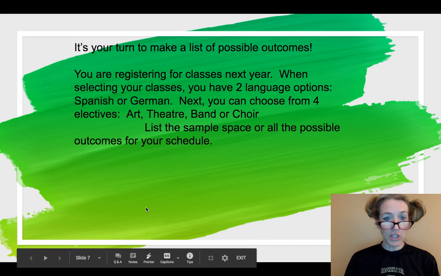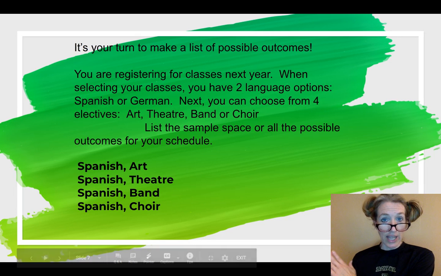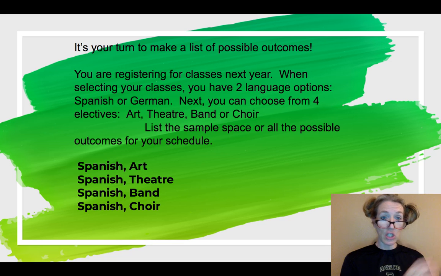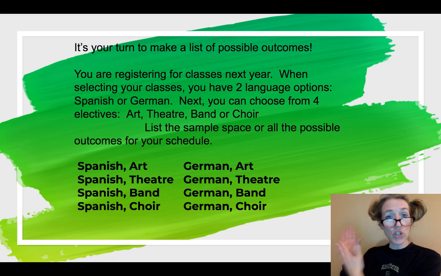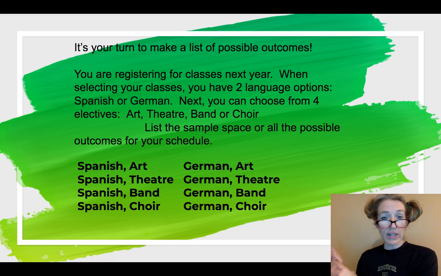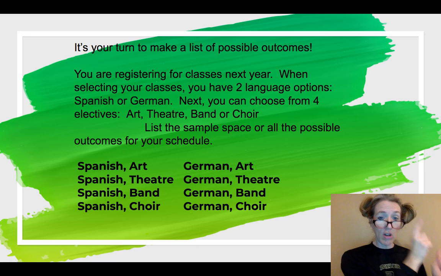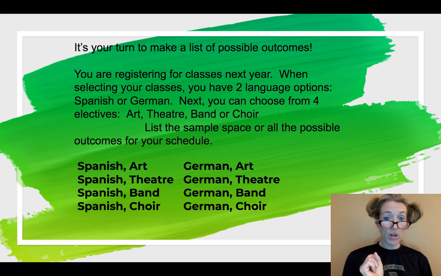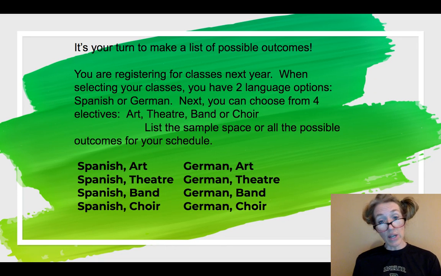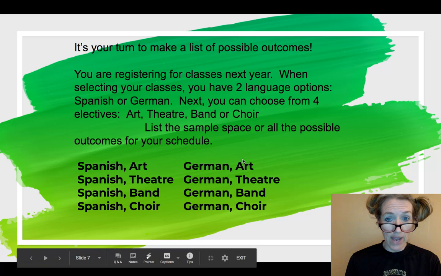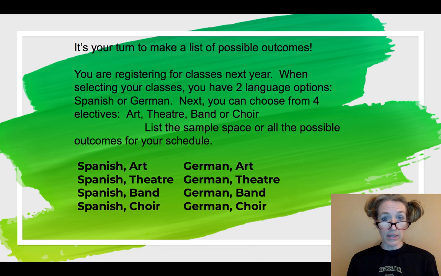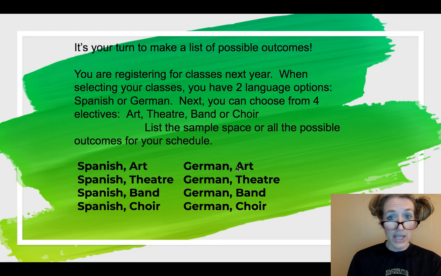Okay, guys, I hope that you came up with, if you first chose Spanish as your language, then you could in fact have Spanish in art, and Spanish in theater, Spanish in band, or you could have Spanish in choir. Let's look at all the options if you chose German for your language. If you chose German for your language, some of the other combinations would be German in art, or you could choose German in theater, or you could have German in band, or you could also have German in choir. These 8 choices here, 1, 2, 3, 4, 5, 6, 7, 8, is your sample space. So you have 8 different possible outcomes from these 2 events.